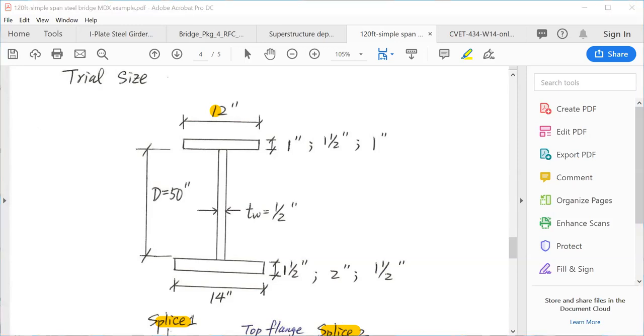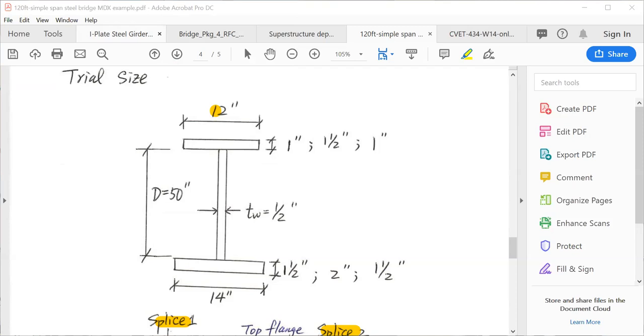So let's use the software, and this is the MDX software. After you open the software, the first thing you need to do is go to the file, and we will do a new project. For this new project, first select the folder. I will use this 100-foot steel girder folder.